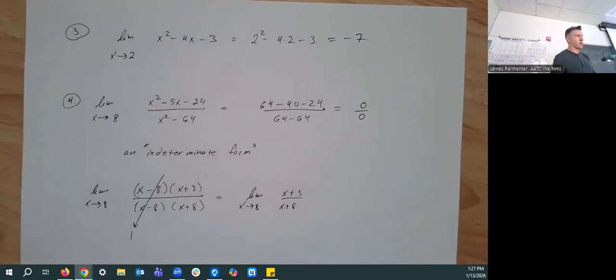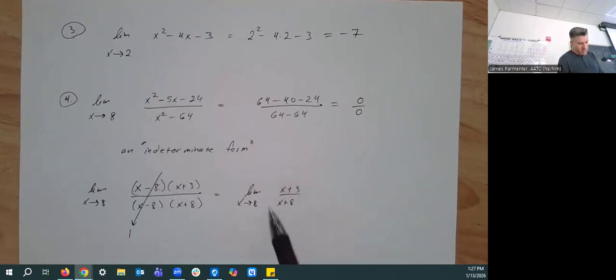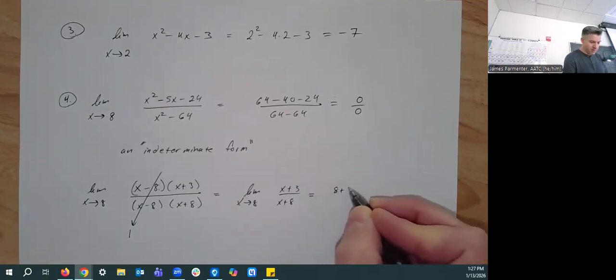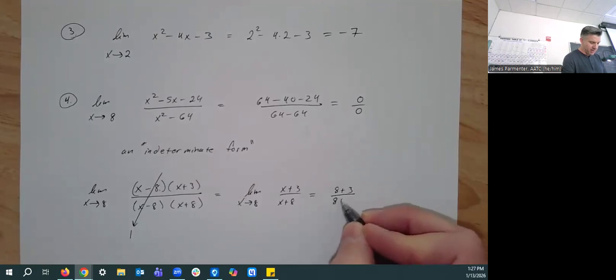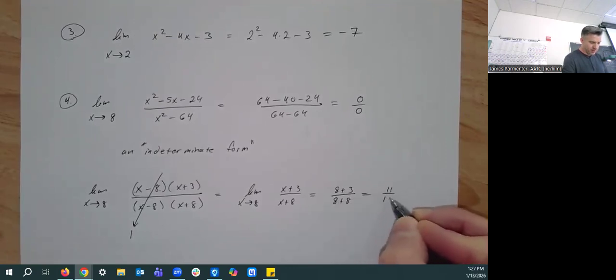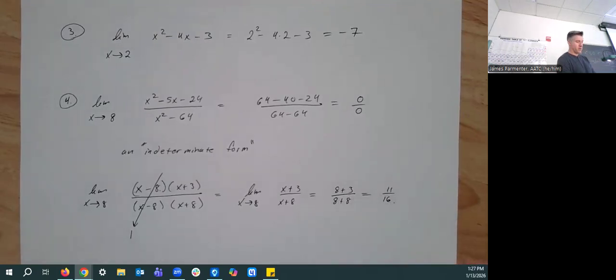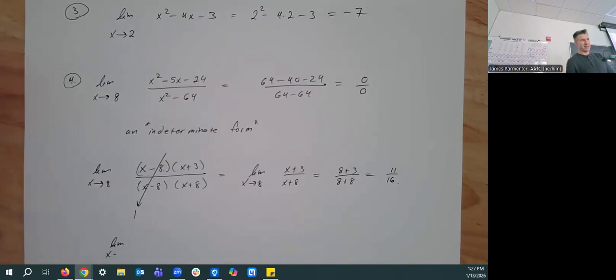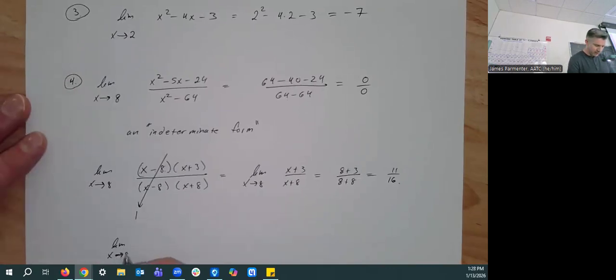Or, in many more words, what value is this getting close to as x gets close to 8? Well, as x gets close to 8, the top gets close to 8 plus 3, and the denominator gets close to 8 plus 8. So we get close to 11 over 16. So here's what we're going to write mathematically. The limit as x goes to 8 of x squared minus 5x minus 24 divided by x squared minus 64 is equal to 11 over 16.